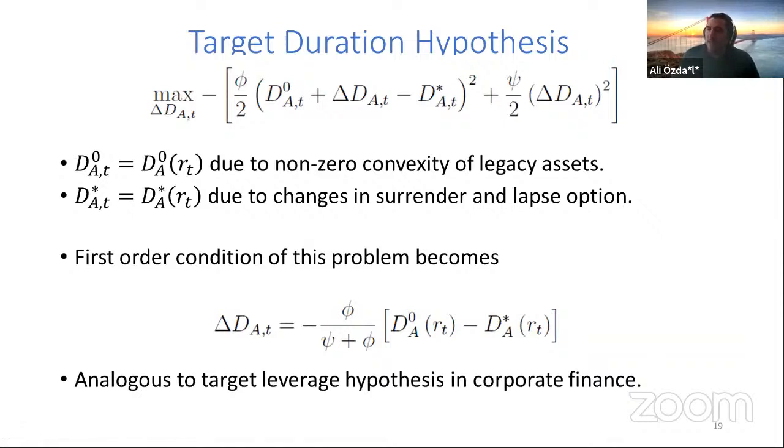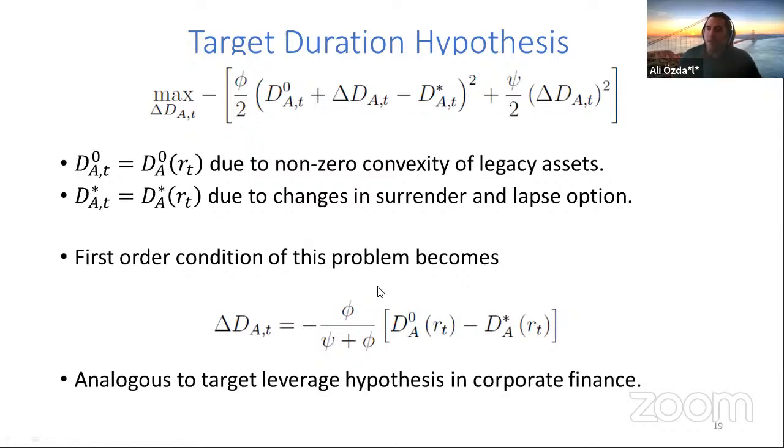And what is the intuition? The greater the difference between the duration of legacy assets and the target duration, the faster you change your duration. So, for example, if the duration of the assets that you carried over from the previous period is much larger than the duration target that you want to achieve, meaning that this is a very large positive number, then because of this negative sign, you trade in order to actively change your duration in the negative direction, so that the difference between the duration of assets and the target duration gets smaller, all right?